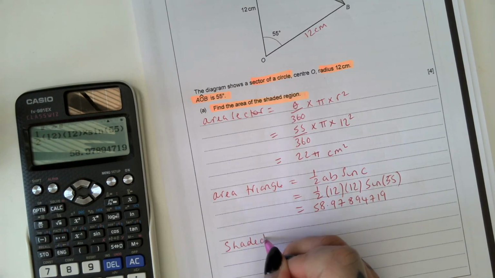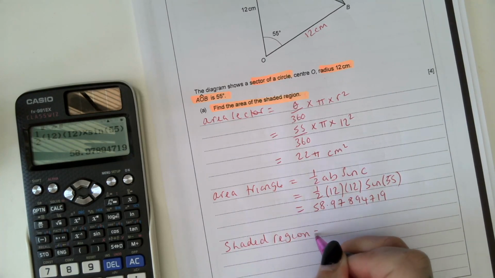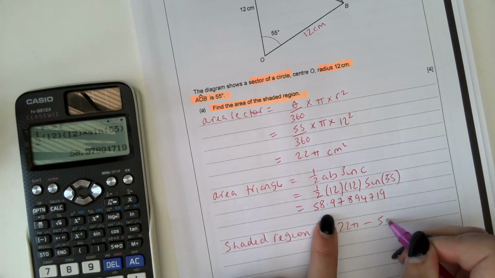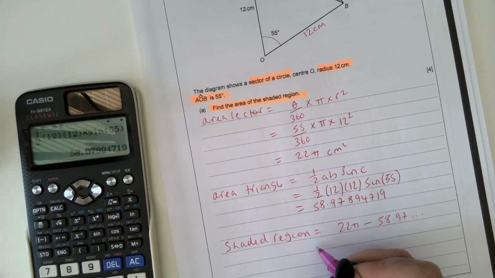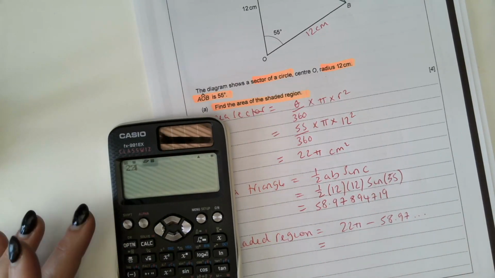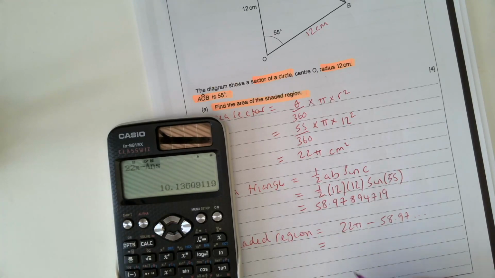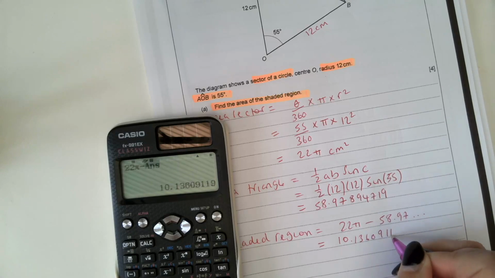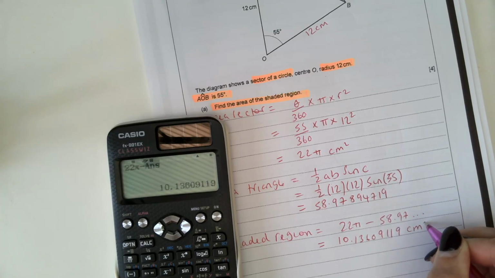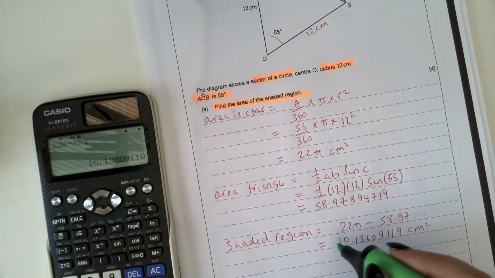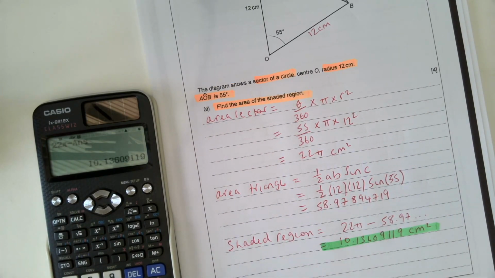So shaded region is 22 pi subtract this. I've kept that long decimal in there, so 22 pi subtract my answer is 10.1360919 centimetres squared. Again, they don't ask me to round it in any way, so I'm not going to. I'm just going to leave it like that.